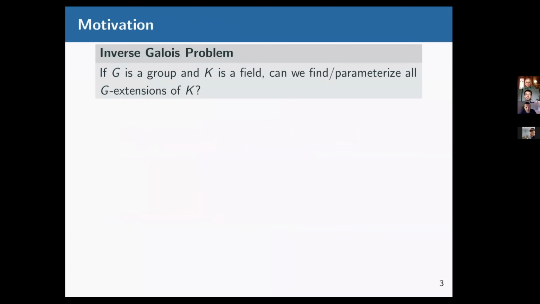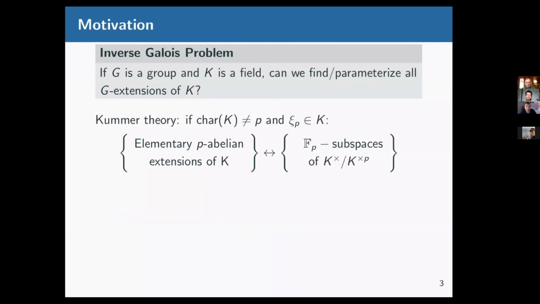Of course, this is a very big problem that is very much open. But in some simple cases, we have some really nice answers. So for example, if the group G that you're interested in is the group Z mod PZ, the cyclic group that has P many elements in it, then depending on the shape of your field, there are nice parameterizations. So for example, if the characteristic of your field is not P, and if your field has a primitive Pth root of unity, Kummer theory says that you can parameterize, in fact, all elementary P abelian extensions of K, so not just the Z mod P ones, but the direct sum of Z mod P ones. And you can parameterize them as vector subspaces of the P power classes.